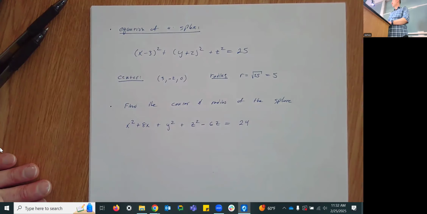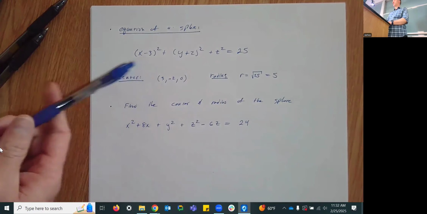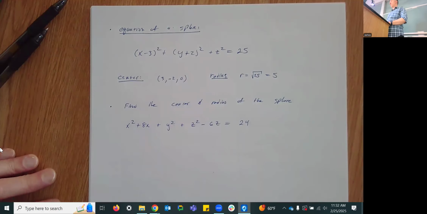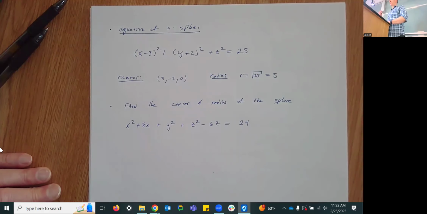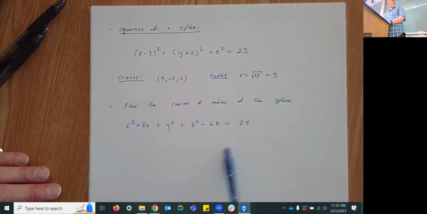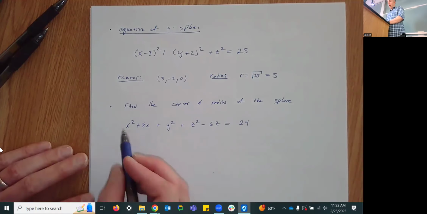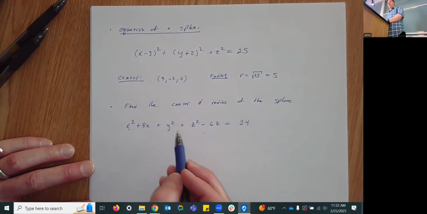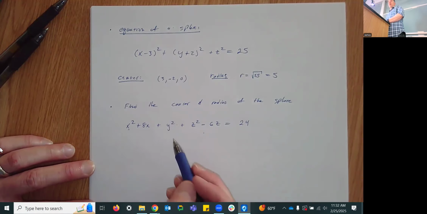I'll point out, unlike the previous sphere equation, this sphere equation is not written in the standard way. It's not x minus something squared plus y minus something squared plus z minus something squared equal to some nice number, or even some not nice number. So to make it look like the standard way of writing, we have to complete the square for x, y, and z. Well, specifically here for x and for z, because for y squared there isn't a plus y term. That y squared is already completed.